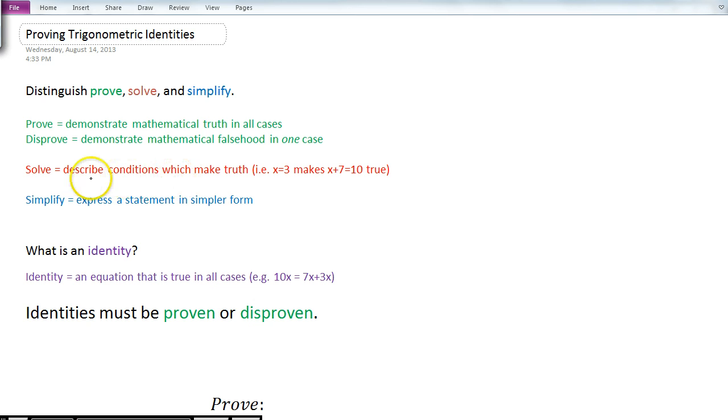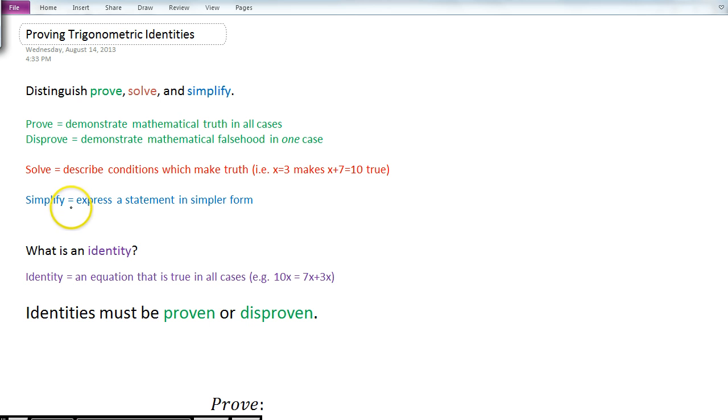Okay, the next thing that you see a lot is to solve. To solve is to describe conditions that will make truth. So recognizing that some statements are only true for certain conditions, to solve is to describe those conditions. So for example, the statement x plus 7 equals 10 is only true when x is equal to 3. So when you say solve x plus 7 equals 10, you're describing the condition x equals 3, which is required to make x plus 7 equals 10 true. So it's sort of like a conditional statement is what you're given, and to solve it is to say, well, these are the conditions that make it true.